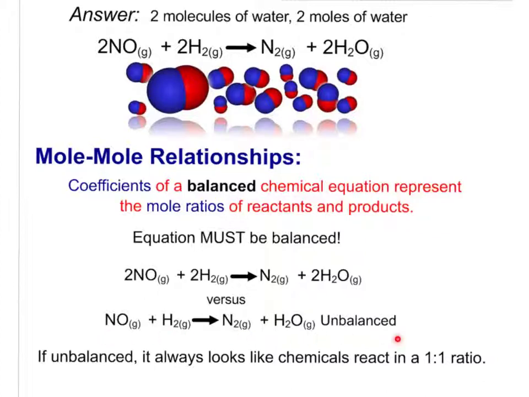We have an unbalanced chemical equation. If our equation is unbalanced, it always looks like the chemicals react in a 1-to-1 ratio. In this unbalanced chemical equation, we just have 1 of these molecules and 1 of these produce 1 of these and 1 of these. And that isn't true. Remember our sandwich. We have 2 slices of bread for every sandwich, right? Well, in a similar way, there are different ratios that are going on with our equation, and we have to have a balanced equation so that we can see what those ratios are.